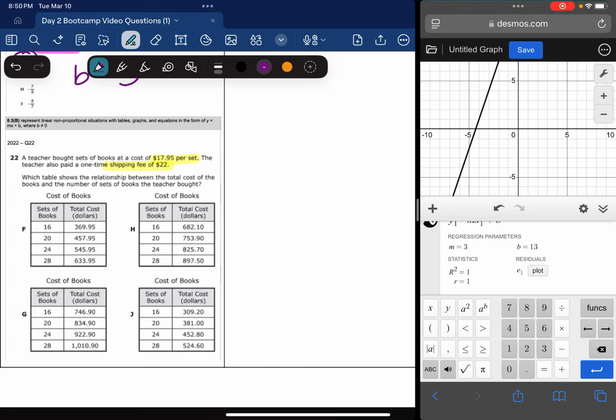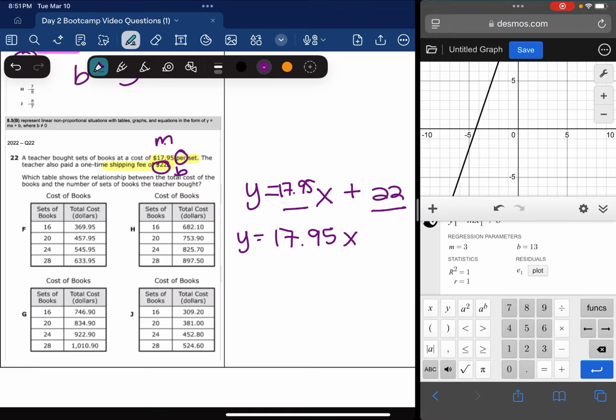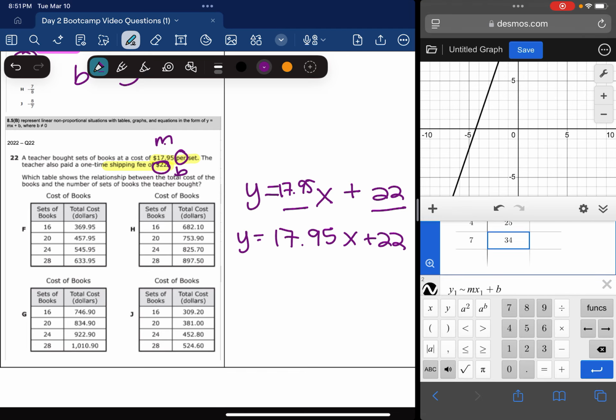So in this question, we have to create an equation based off of what we read in the problem. So we know that an equation starts with y equals. We have to have a slope, and we have to have a y-intercept. Our slope here, we can find it by looking for the keywords each, every, or per, which is here. That tells me that my slope is $17.95, and my b is 22. So let me write that a little better. y equals 17.95x plus 22.